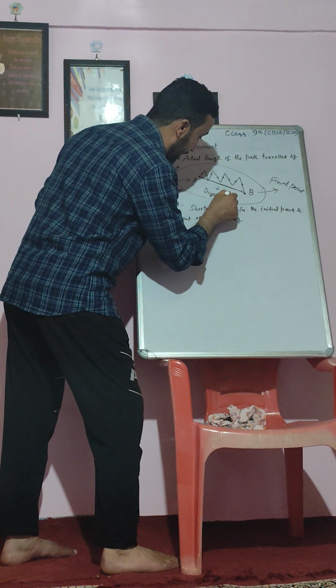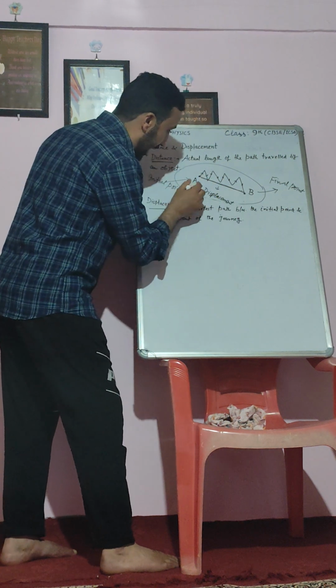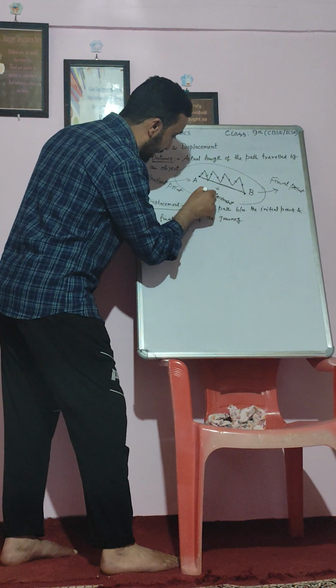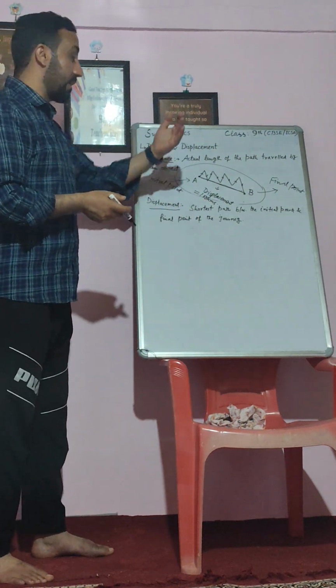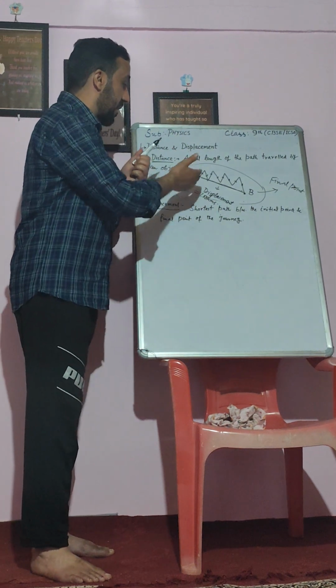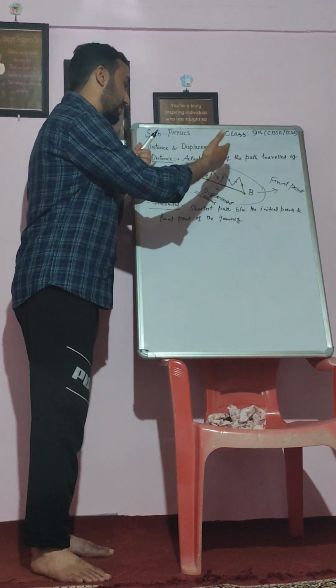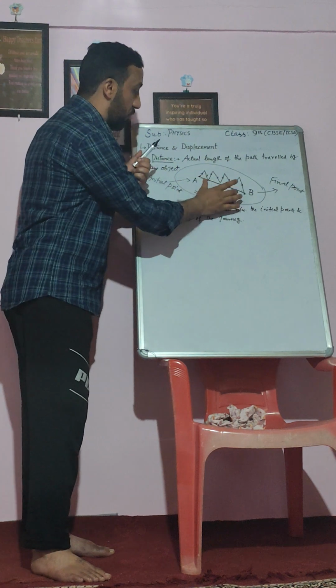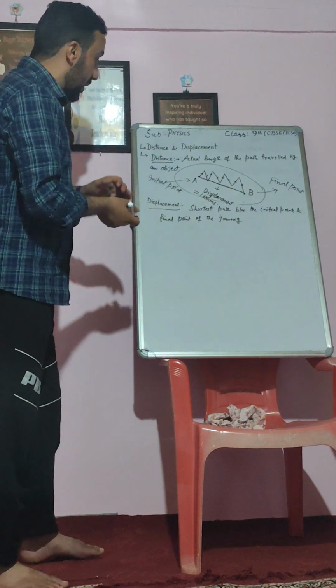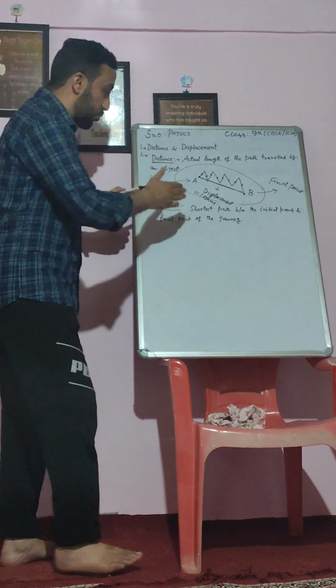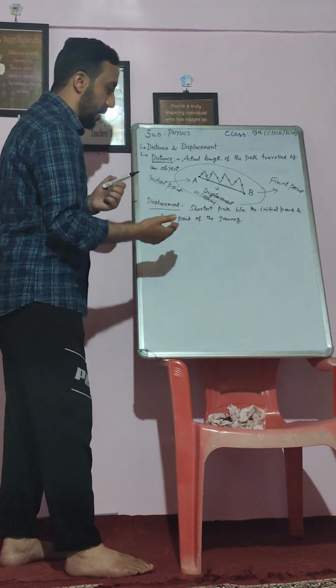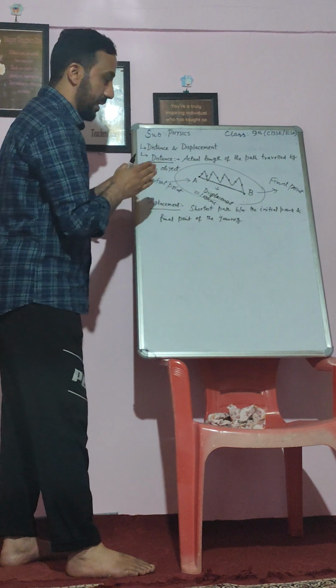And suppose that the displacement equals 100 kilometers, that is less than the distance, because distance can be greater. Why greater? Because it is a zigzag path, so the zigzag path can be greater than the shortest distance. So we have come to the conclusion: the shortest path between the initial and final point gives you the displacement.